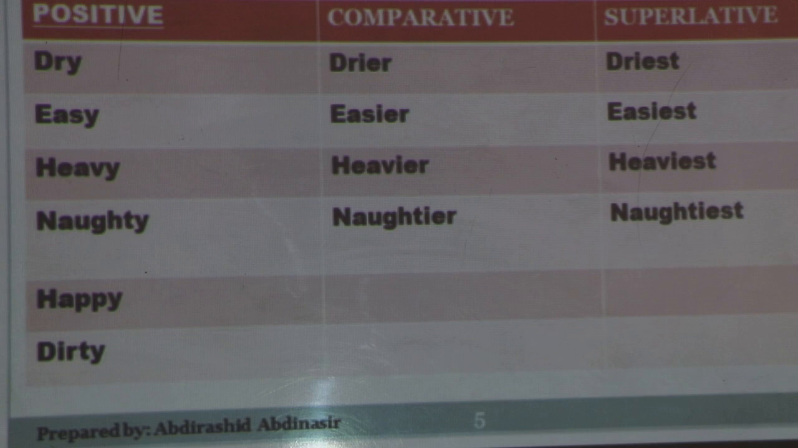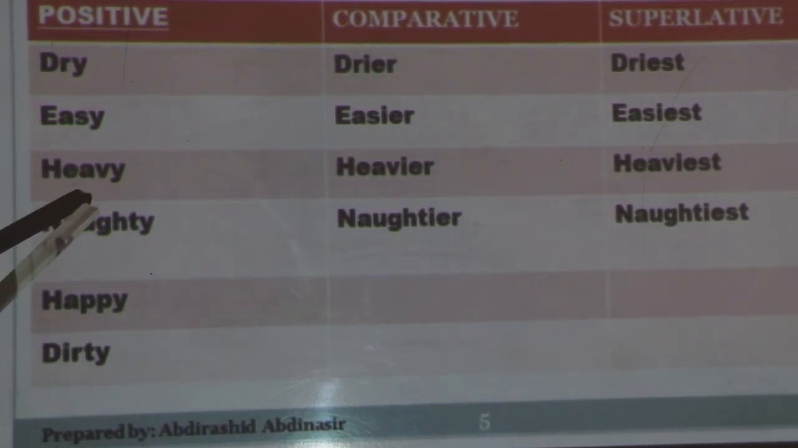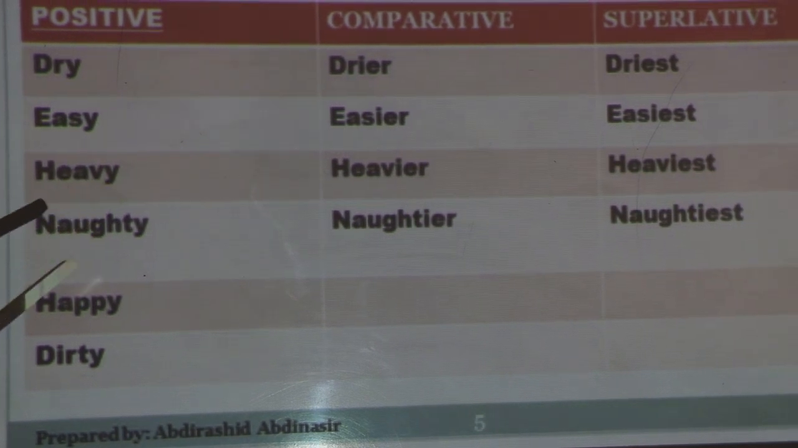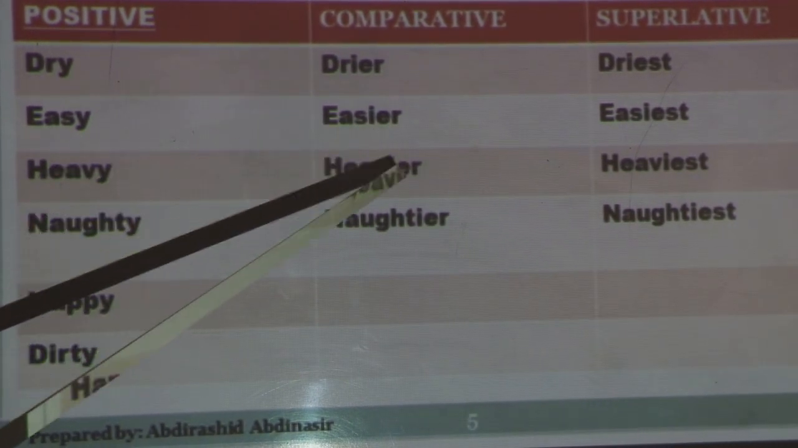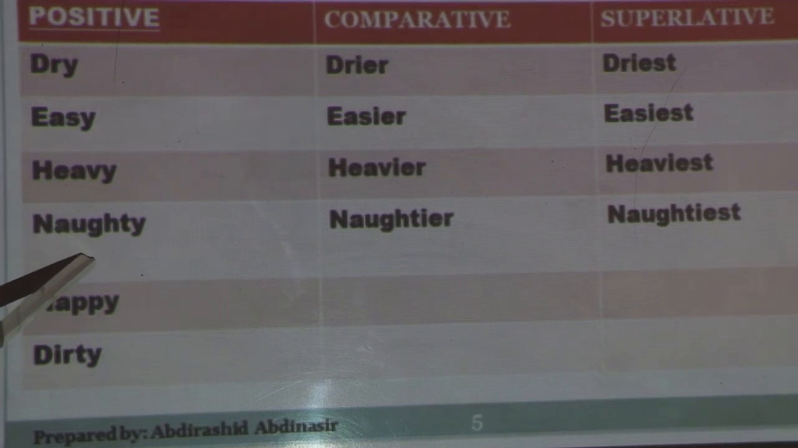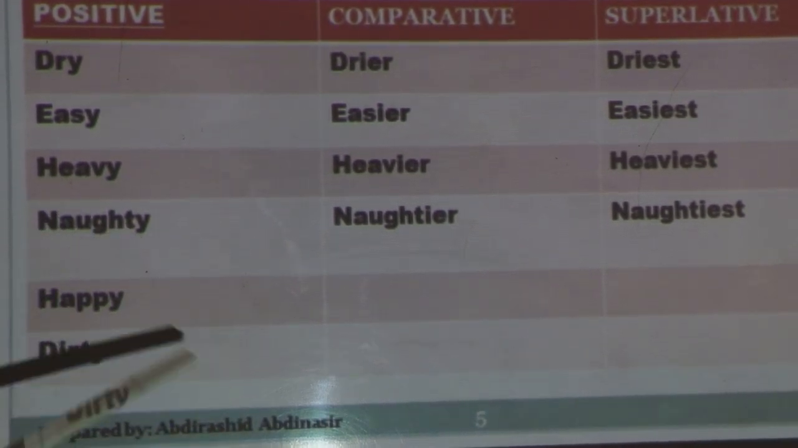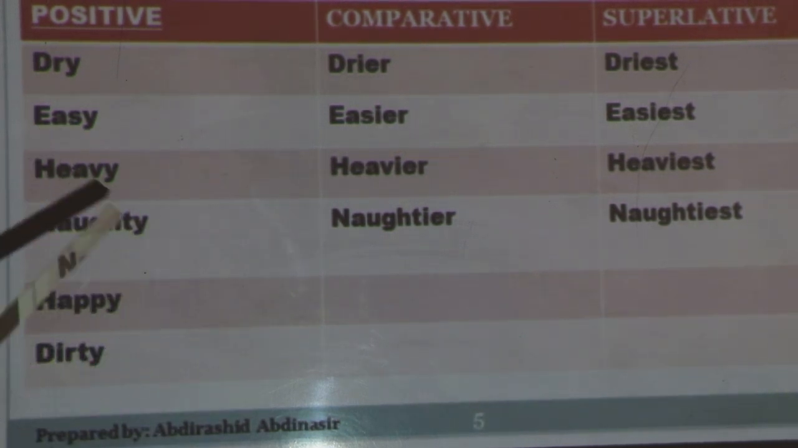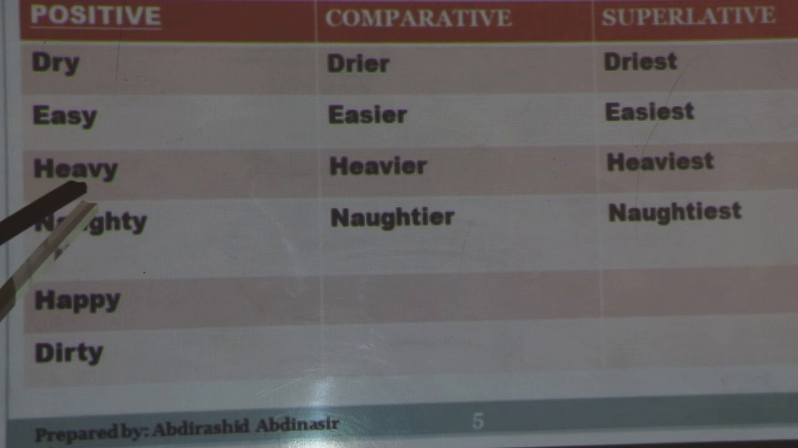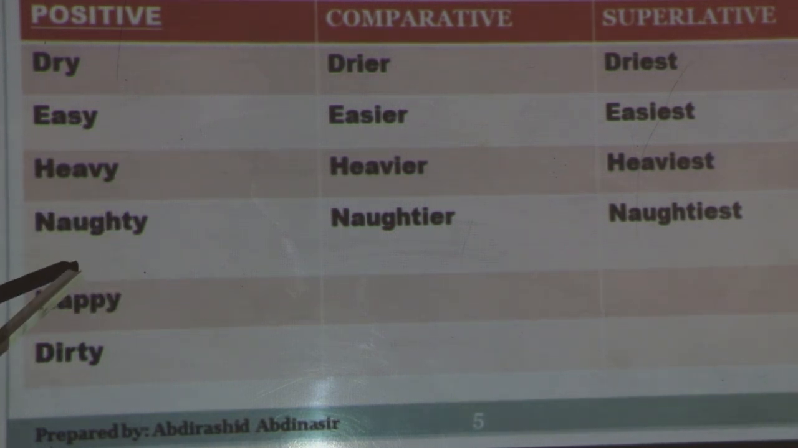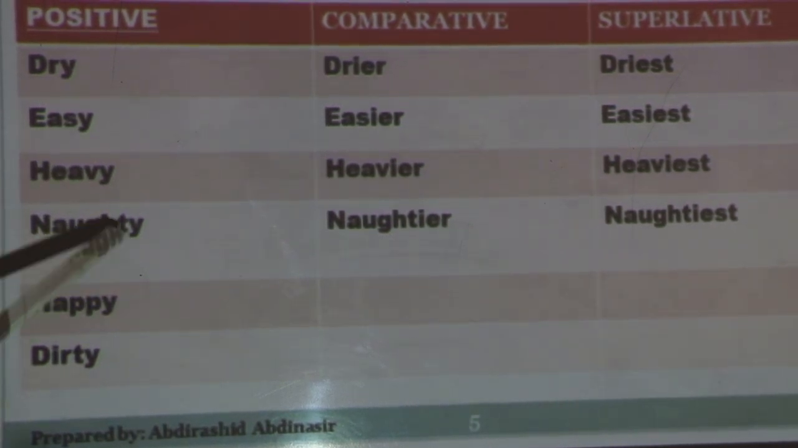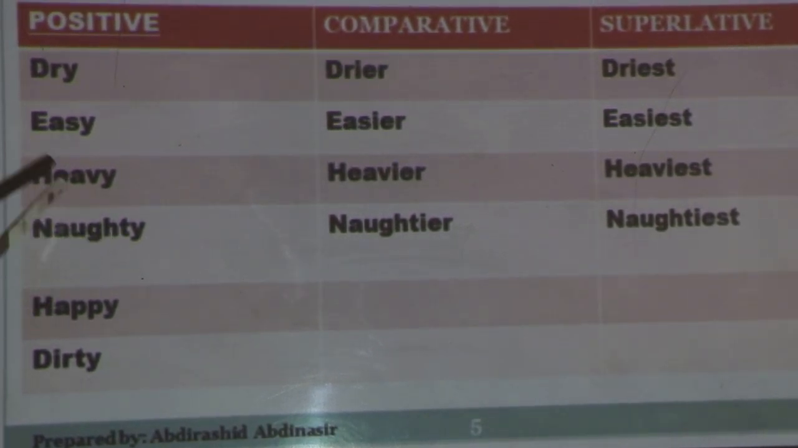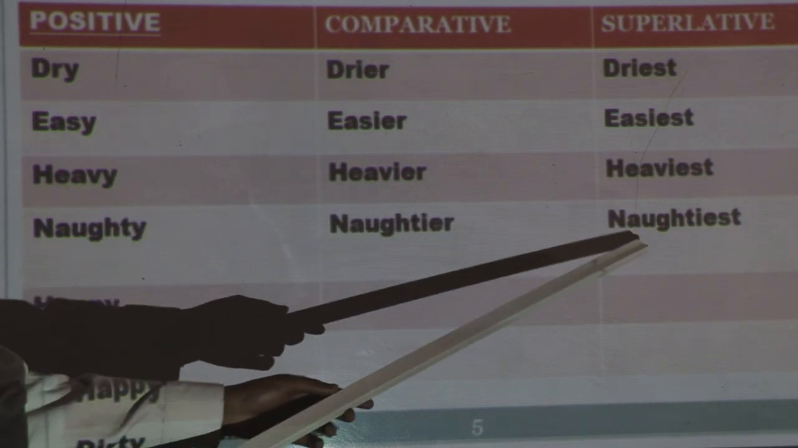This one is heavy. It's a two-syllable word. It has he and vy, which is E. Here there is a Y, and this is heavy, heavier, heaviest. The other one is naughty. It has two syllables because it has two vowel sounds. Don't misunderstand it as vowel letters. Okay, this is naughty, naughtier, naughtiest.